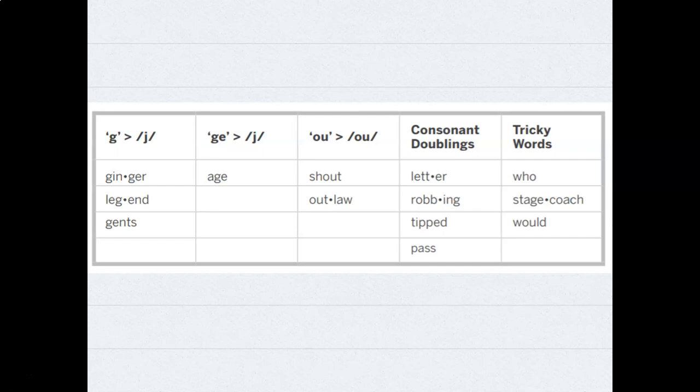We're going to see the spelling pattern OW spelled O-U in the words shout and outlaw. We're going to see some consonant doublings in the words letter, robbing, tipped, pass. And we're also going to see the tricky words who, stagecoach, and would.